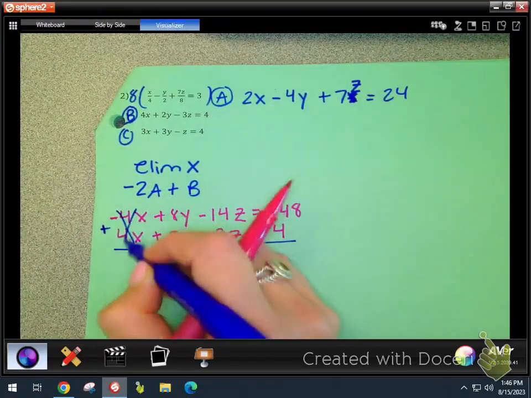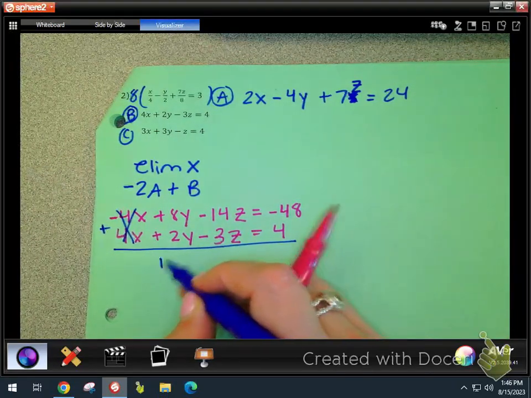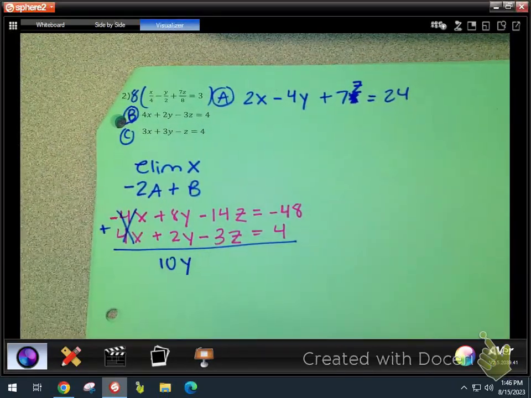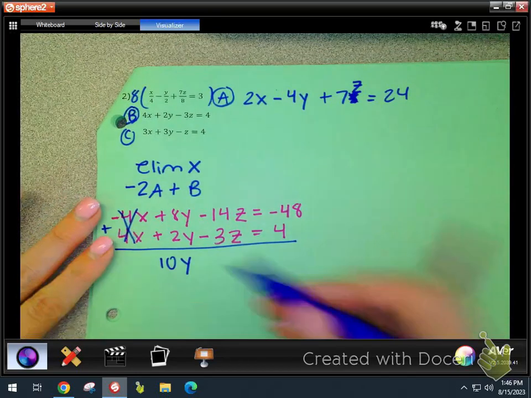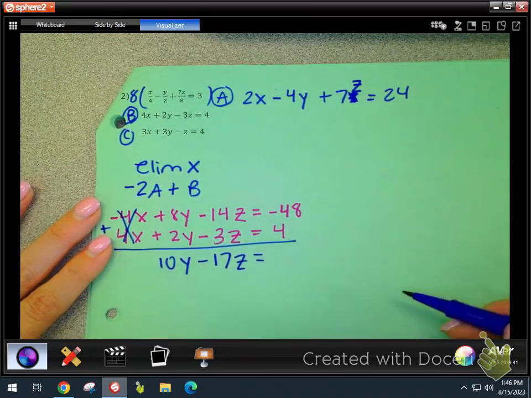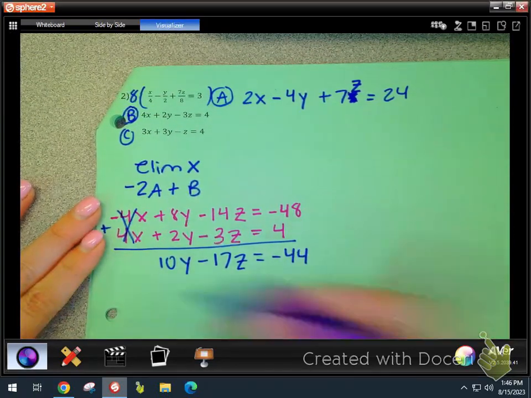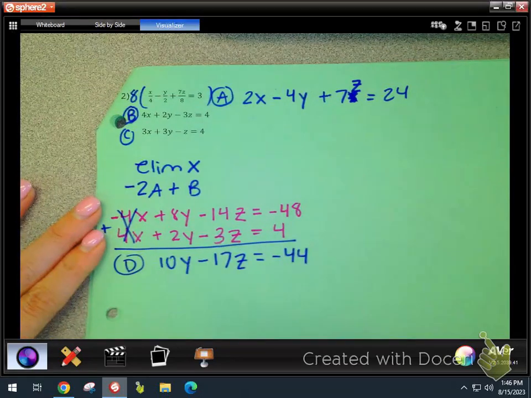X's eliminate as we wanted. 8y and 2y is 10y. -14z and -3z is -17z. Okay, we're good. All right, and this is going to be -44. And we'll call this equation D.